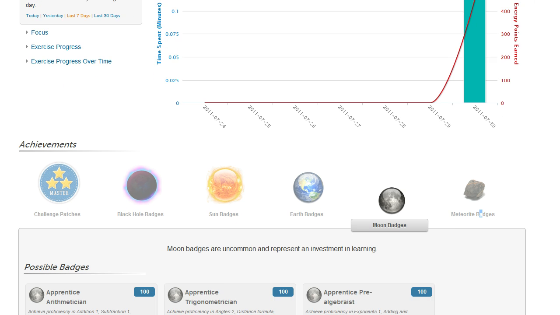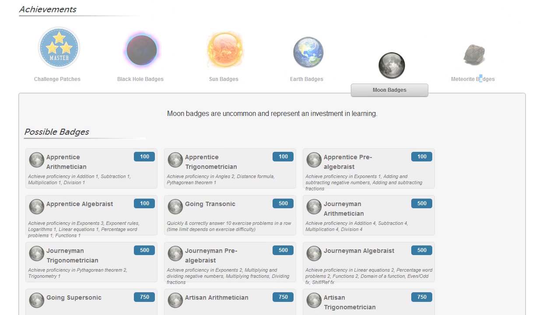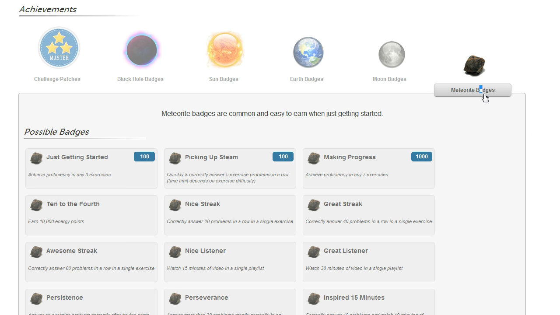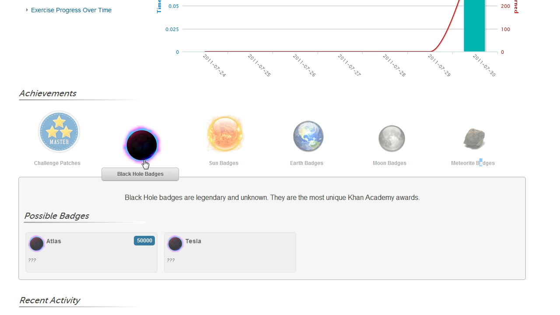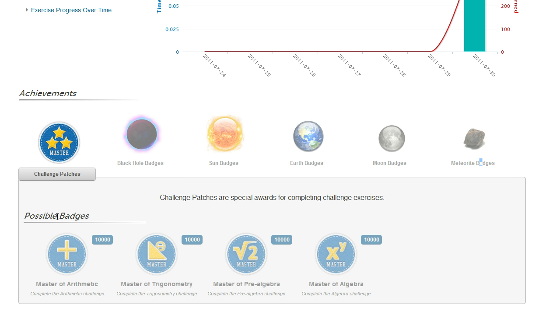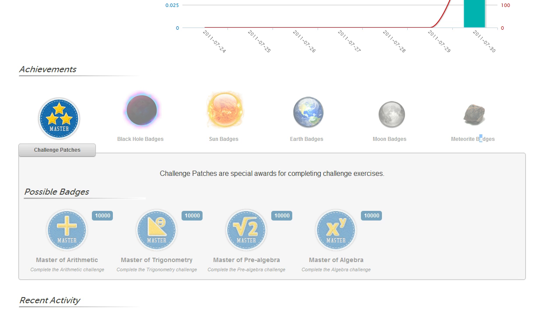Also on the bottom here, we have quite a few badges, and these badges are designed to motivate the student. You get badges for doing very easy things in the beginning. These meteorite badges are kind of win fast, win easy. But at the same time, there are a number of badges which are very difficult to earn, or some which are actually unknown. They're hidden badges that require significant effort to get. We also have these challenge patches which represent mastery of an entire subject area, so arithmetic or pre-algebra, really mastering a number of exercises and doing a lot of problems correct in that subject area.